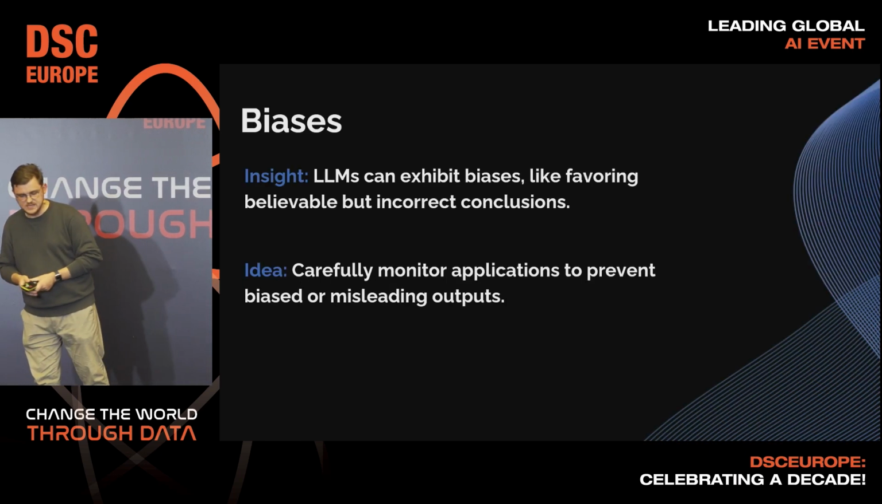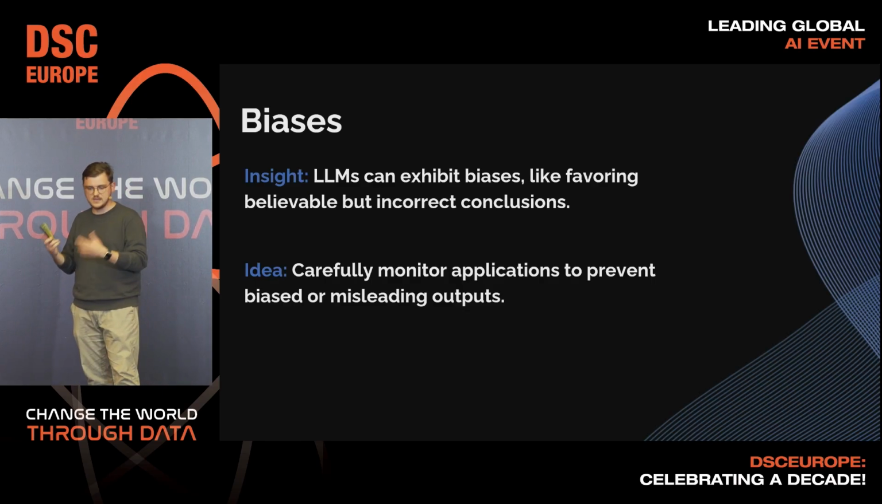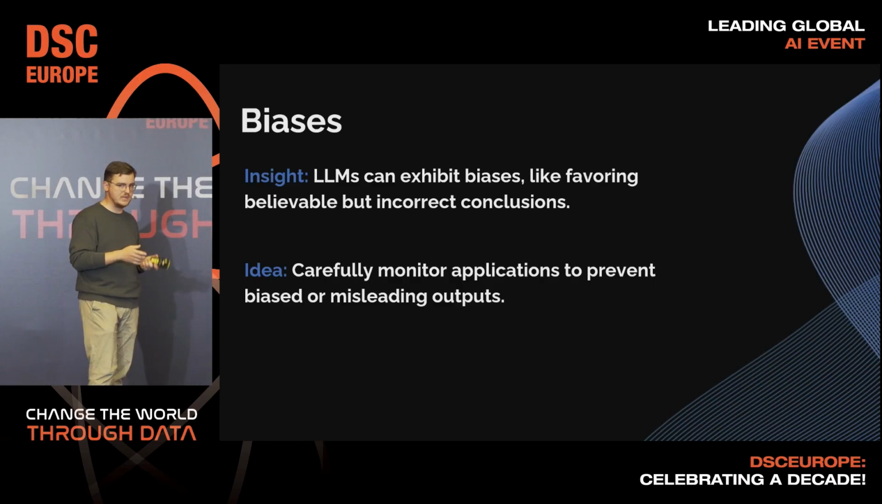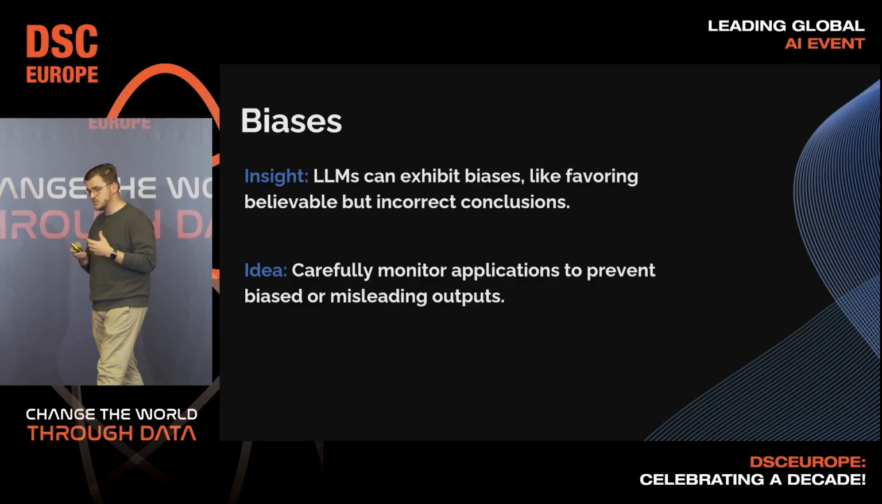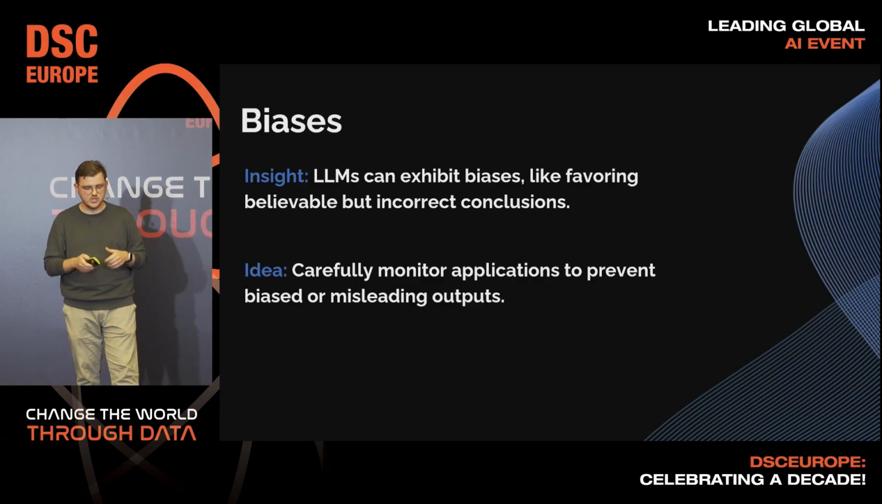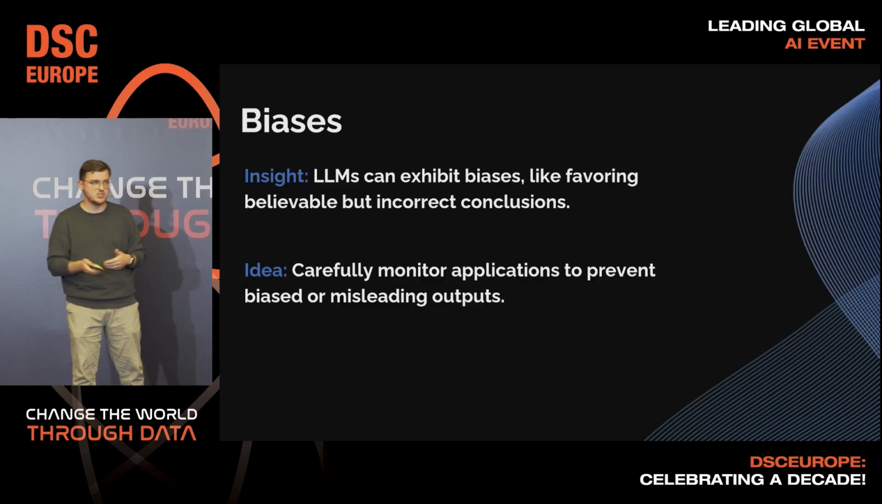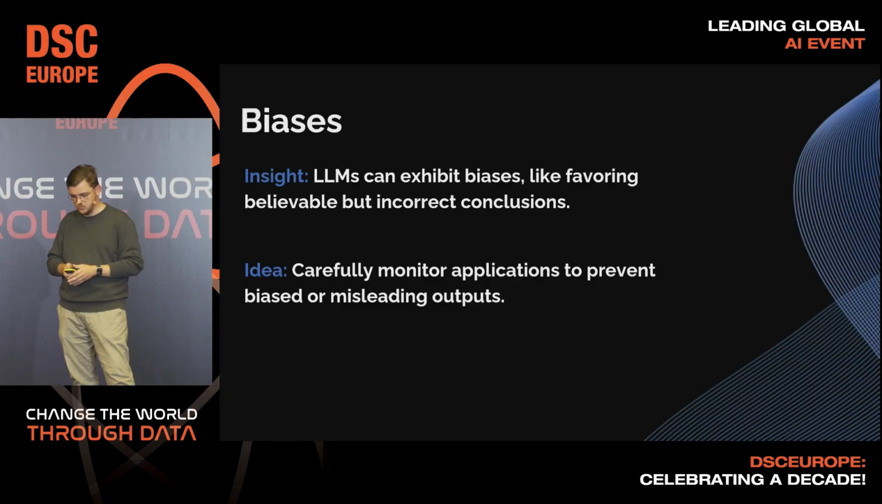The second one is biases, and by biases I mean cognitive ones, when models favor believable but incorrect conclusions. In order to address that, we have to carefully monitor applications to prevent bias or misleading outputs, especially for industries like HR tech, customer support, and so on.